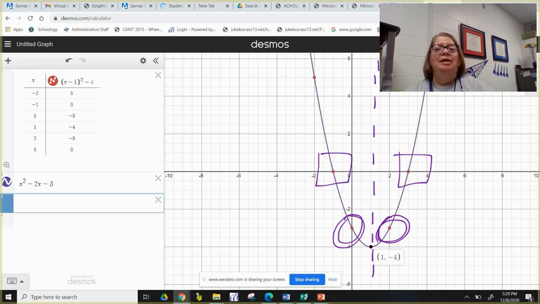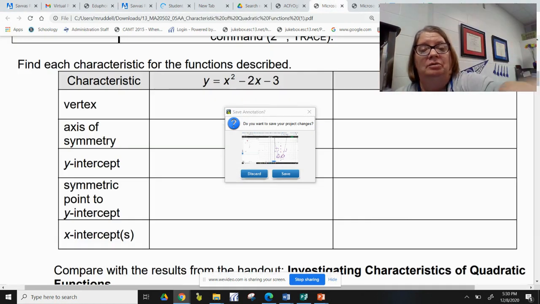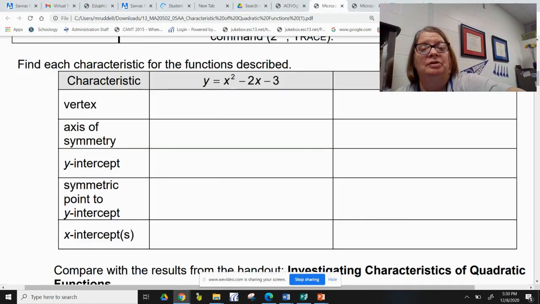So what do we know about these two equations? They made the same graph. These really are the same equation. This one, the one on the left, is in standard form or general form. The one on the right is in vertex form.